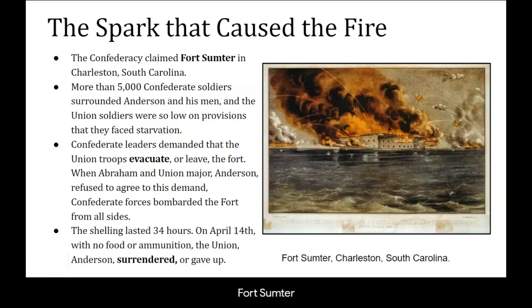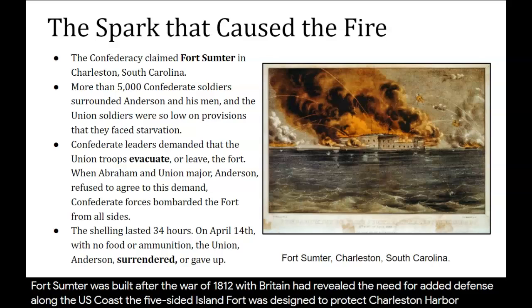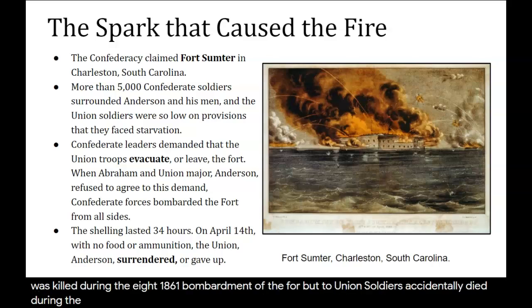Fort Sumter was built after the War of 1812 with Britain had revealed the need for added defense along the U.S. coast. The five-sided island fort was designed to protect Charleston Harbor. No one was killed during the 1861 bombardment of the fort, but 2 Union soldiers accidentally died during the 100-gun salute.